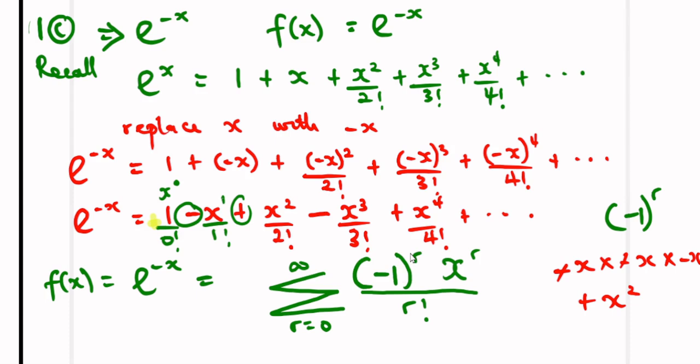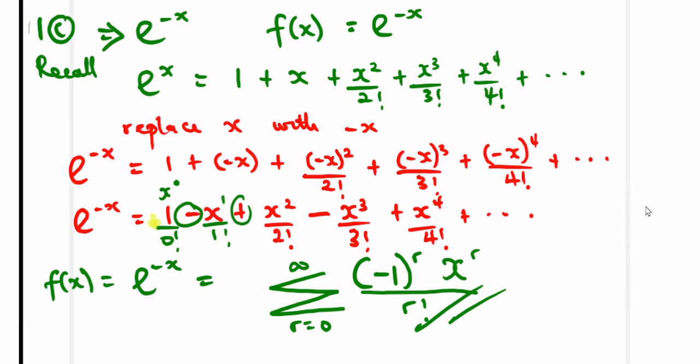So the general formula for exponential negative x is summation r equal to 0 to infinity, negative 1 to the power r, x to the power r over r factorial. So this is it with this question. Now we need to move to question 2.